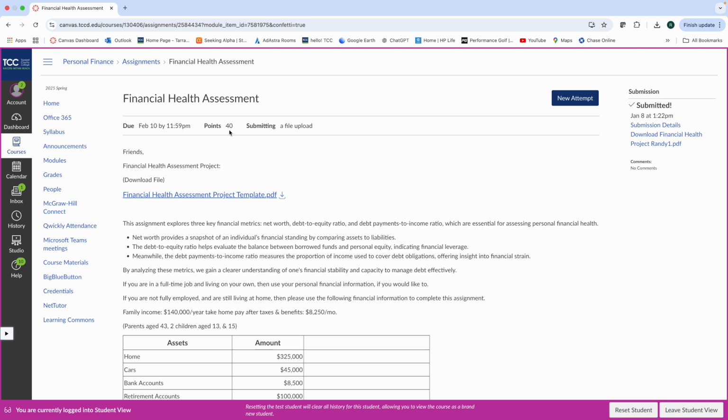There it is, it's worth 40 points. You'll have your due date. Again, your semester and year may be just a little bit different, but get that in and get your 40 points, and we'll see again, get a good assessment rolling.